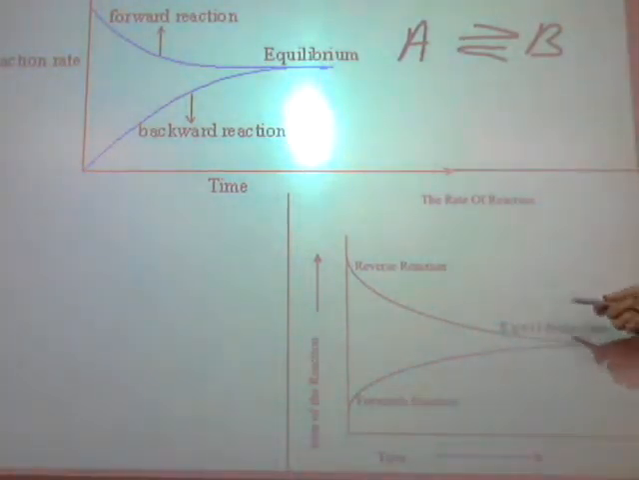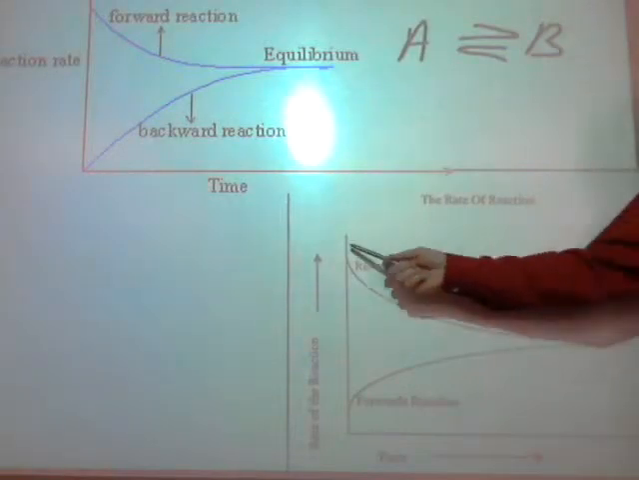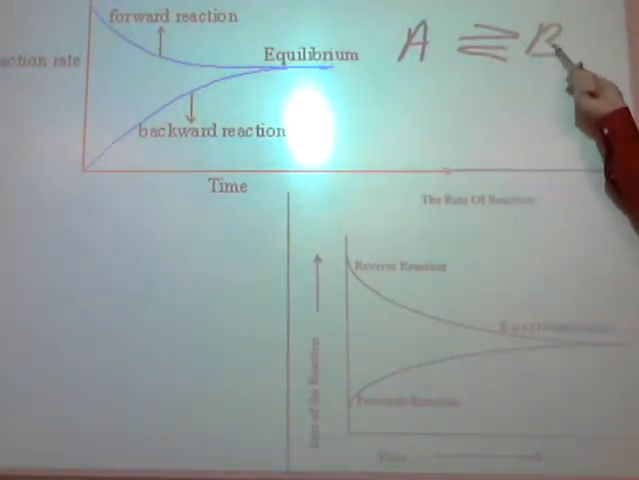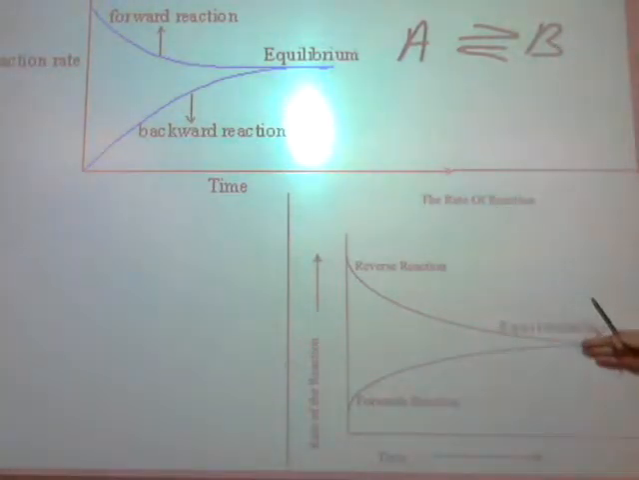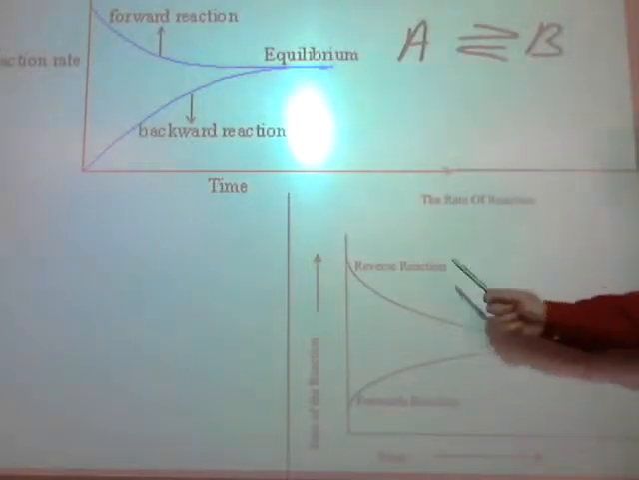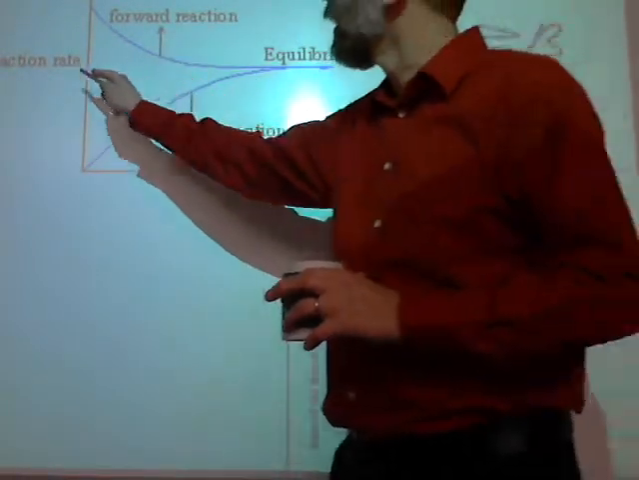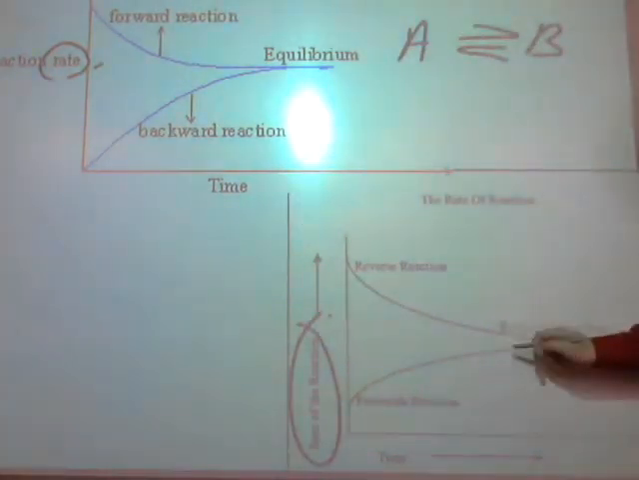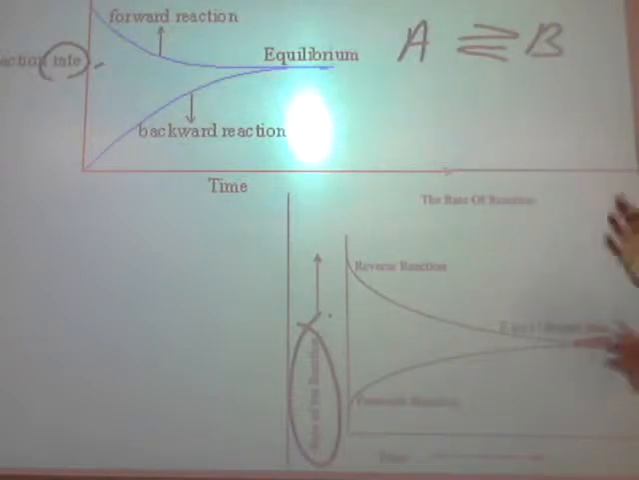Look at this guy. Who must have been put into the beaker for this guy? You see why it had to have been B? Because what rate starts out really fast? The reverse rate. So I must have put B into the beaker, and it eventually reached equilibrium when the two rates were equal. Okay? You see? And every graph of rate versus time will end like this, together. That's equilibrium.